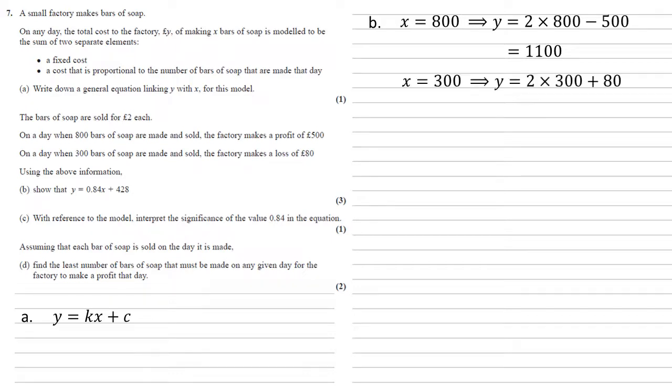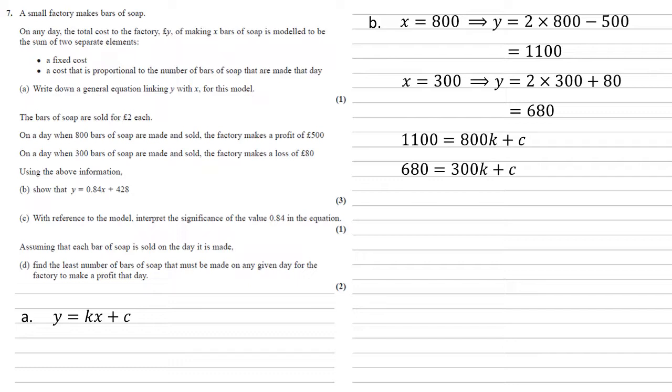Similarly for the next line, when X is 300, we've got that Y equals the £2 times by 300 minus negative 80 this time because it's a loss of 80, so plus 80, which gives Y equals 680. So now we've got two pairs of X and Y. We can put these into our equation. Replacing the X and the Y, we know that 1,100 must equal 800k plus C. And from our second line, we must know that 680 equals 300k plus C. So we've now got two simultaneous equations which we can solve to find k and c.